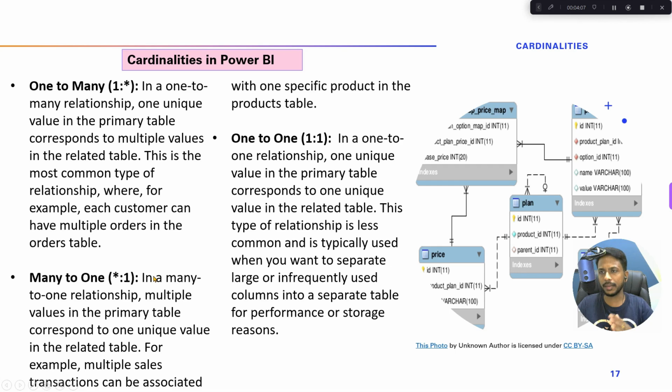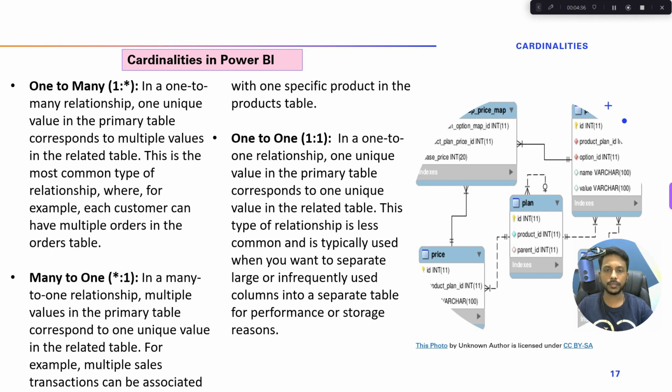So again, the same one to many, if you look from the other side, we will call it a many to one. Again, in a many to one relationship, multiple values in the primary table correspond to one unique value in the related table. For example, multiple sales transactions can be associated with one specific product in the products table. So this example may be termed in a different scenario, but again, a table which has multiple values sometimes points to a unique value. So we call it a many to one.